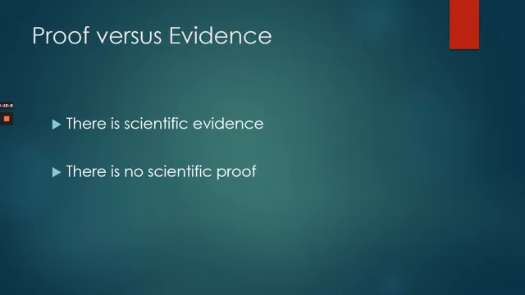I already said this too, so there is scientific evidence, but there's no scientific proof. So in science, we never think we have the final answer. We never think that we have proof for something. We just look for more evidence and better explanations, but we know we never have that final answer. And that's a core thing about the scientific method.